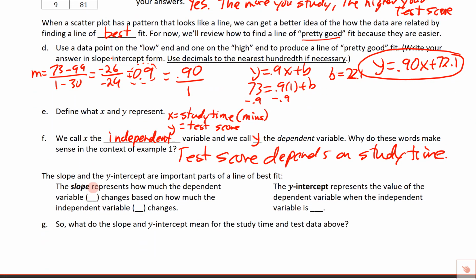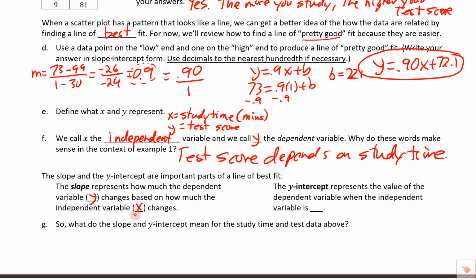It says the slope and y-intercept are important parts of the line of best fit, or the line of pretty good fit. And it says the slope represents how much the dependent variable, remember the dependent variable is y, changes based on how much the independent variable, remember which one's the independent variable? The independent variable is x, changes. So the slope represents how much the dependent variable y changes based on how much the x variable changes.